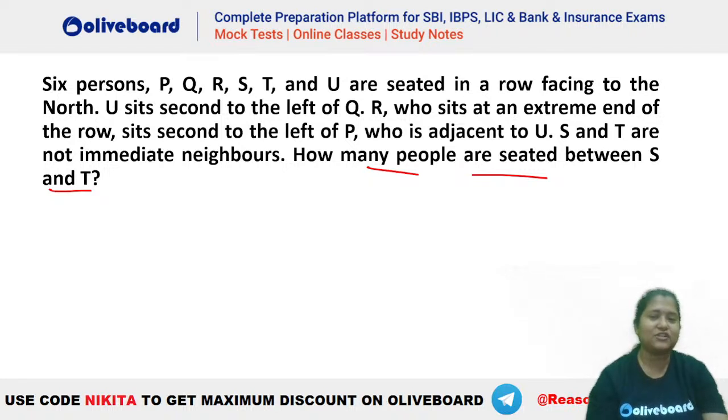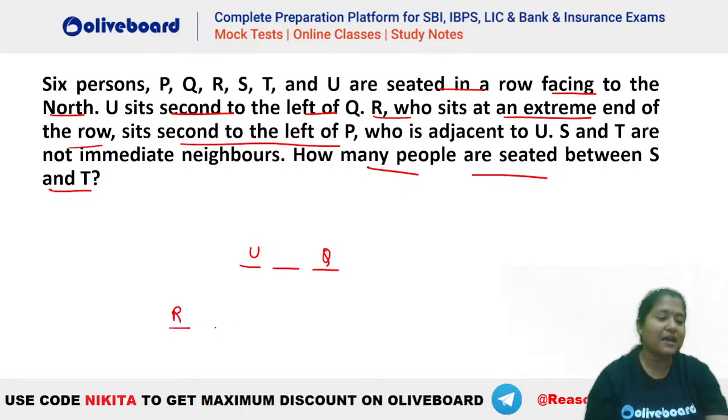Chalo, let's try, right? So let's see what is given here. U sits second to the left of Q. We know that there are 6 persons seated in a row facing the north here. Now U is second to the left of Q. Let's say this is your U. U is second to the left of Q will be like this. R, who sits at an extreme end of the row, sits second to the left of P. So we know that R has to be at the extreme left end because R has to be at an extreme end and he has to be second to the left of P here, right? So that means this has to be the arrangement that we will be having.